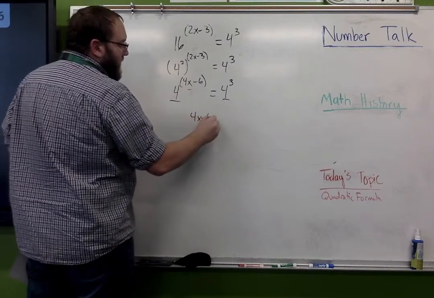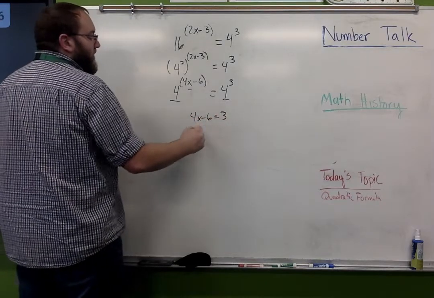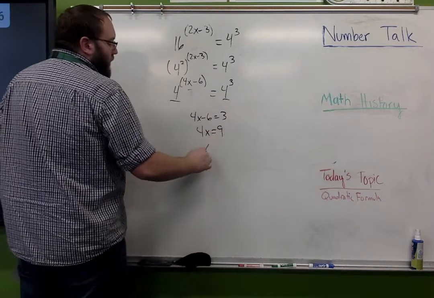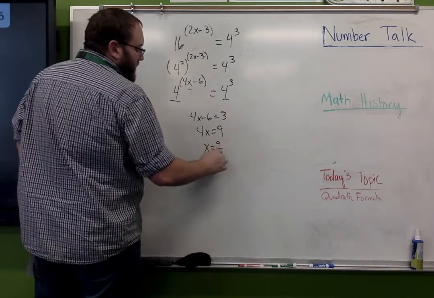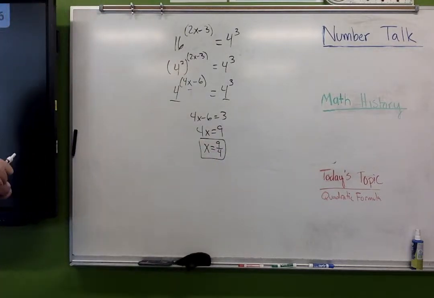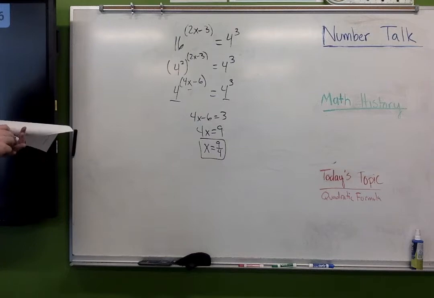Now the bases are equal, so the exponents have to be equal. So 4x minus 6 is equal to 3. Plus 6 on both sides, 4x is equal to 9. Divide by 4 on both sides, x is equal to 9/4. And there's your answer, 9/4.